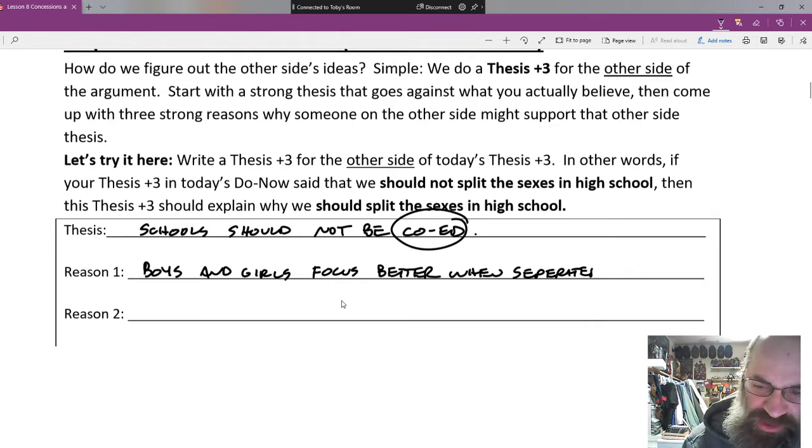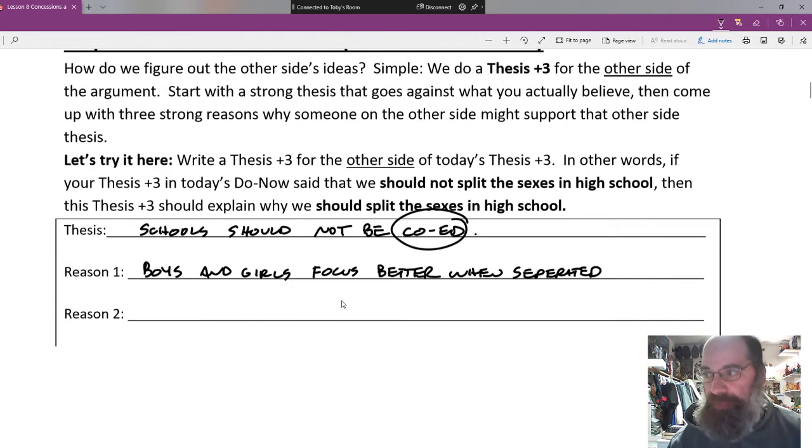Now, why are we doing this prompt? Because I needed a generic prompt that I can demonstrate to everybody on how to do this. And you might be thinking, but geez, my prompt has to do with happiness and meaning of life. This looks so simple when you're doing this thing. What about happiness and meaning of life? Well, that becomes a more difficult lesson, but the same rules will apply. Boys and girls focus better when separated.